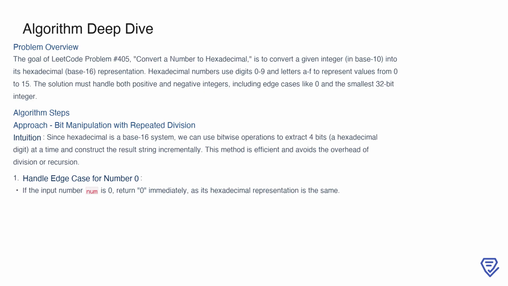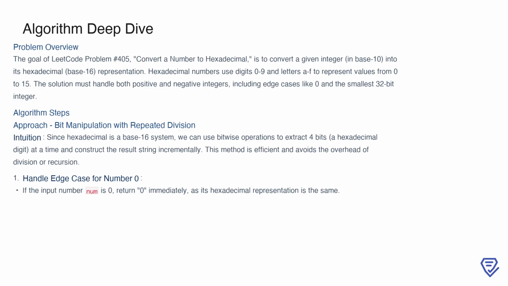In this problem, we are tasked with converting a given integer into its hexadecimal representation. Hexadecimal, being a base 16 system, uses digits 0 through 9 and letters A through F to represent values from 0 to 15. One important aspect of this problem is that the solution must handle both positive and negative integers. This includes edge cases like 0, which directly maps to 0, and the smallest 32-bit integer, which requires special handling due to its signed representation.